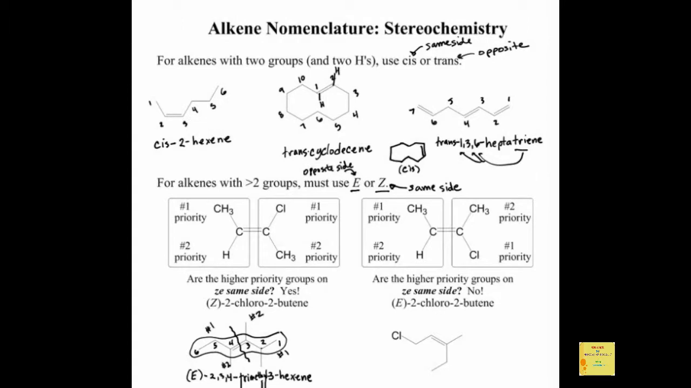How about this last one? What's our longest carbon chain? We have to come down in this direction to find our longest carbon chain containing the 2 carbons. And we'll number from this end to give the double bond on carbon 2.